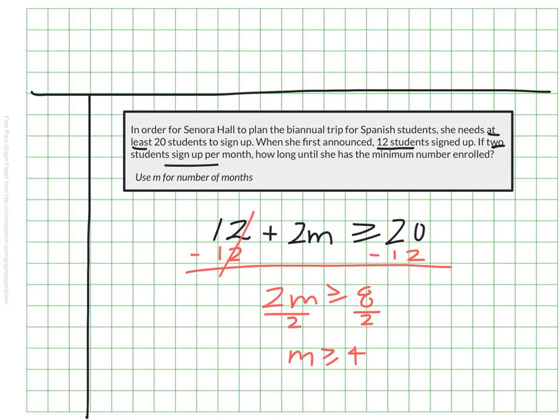And when I go through all of my steps here, I don't have to flip anything. These are all positive coefficients. I end up with m is greater than or equal to 4. And what that means is that at 4 months, or anytime after 4 months, Senora Hall will have the correct number of students. She'll have enough students that she can plan the trip. And of course, on my number line, I can see that that means that 4 months, 5 months, 6 months, anytime 4 or more, Ms. Hall will have the correct number of students.